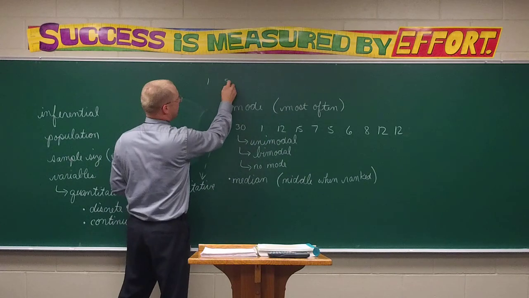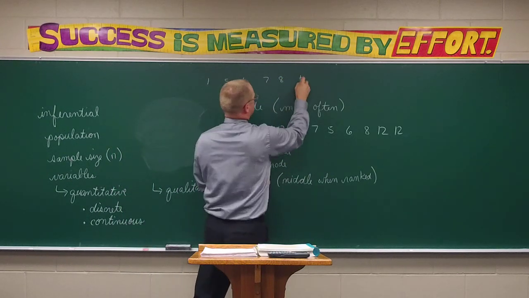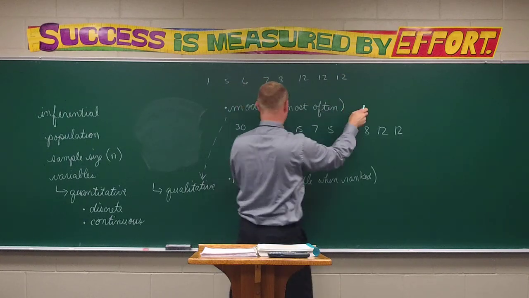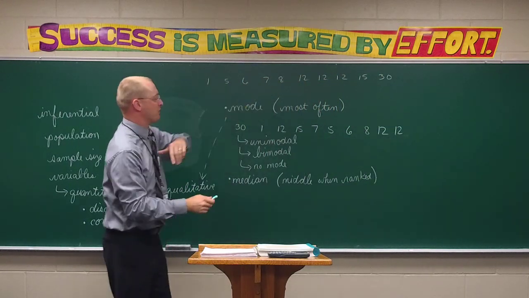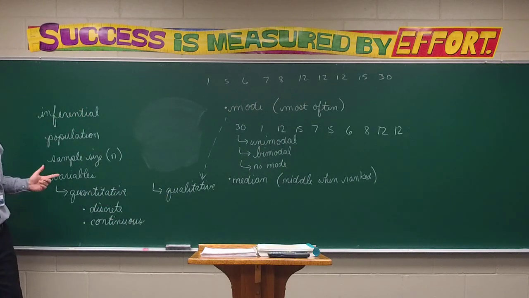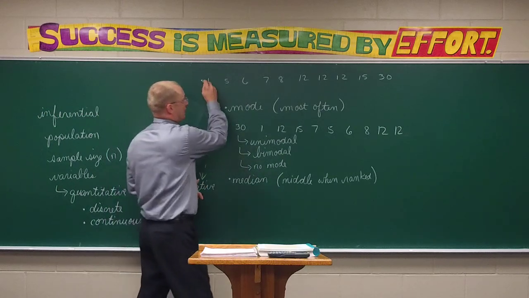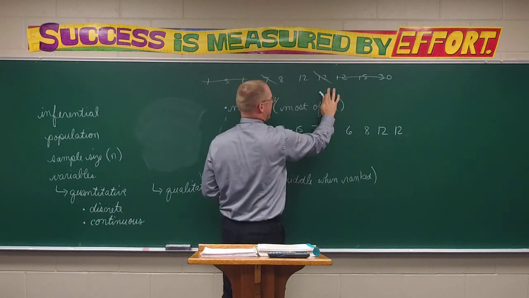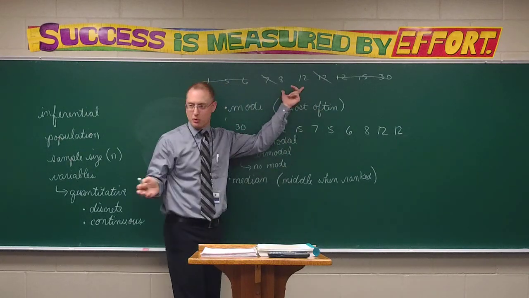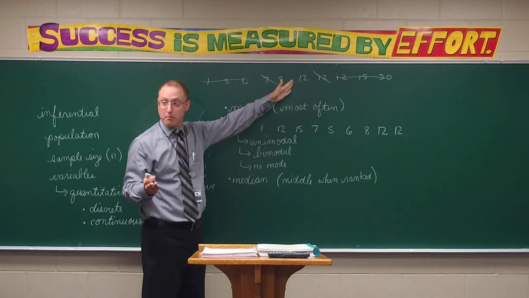Let's see, 1, 5, 6, 7, 8, 12, 12, 12, 15, 30. I think that's all of them. Yeah, that's all 10 of them. All right? The middle value is what you get when you rank the statistics. So we say, okay, let's take 3 off this end, 3 off that end, 1 off this end, 1 off that end. Wait a second. If we knock these off, we got no data left. If there were another number in between them, that would be the median.